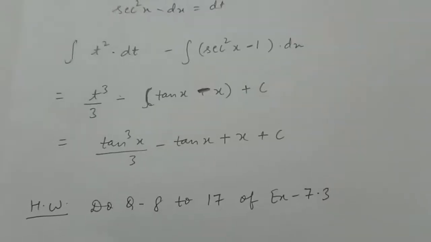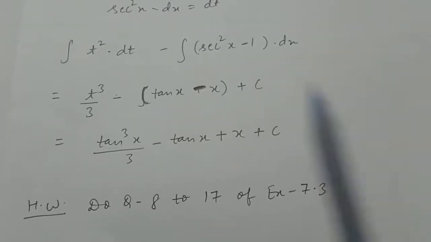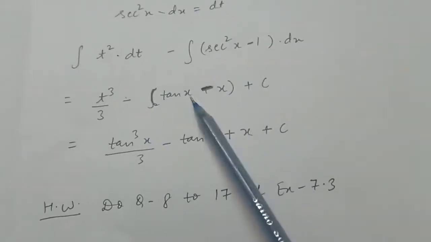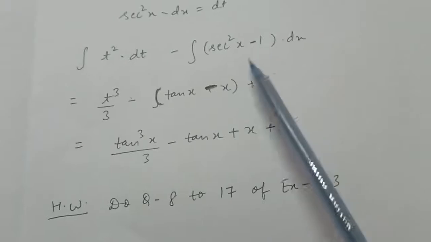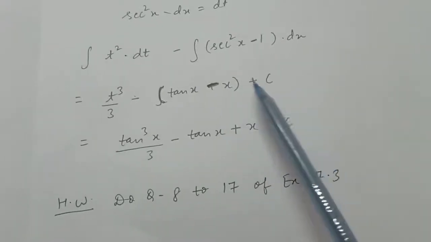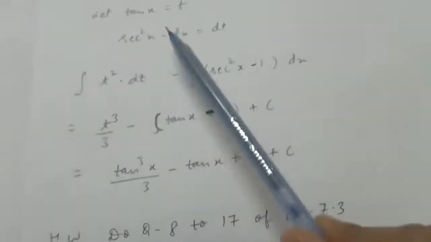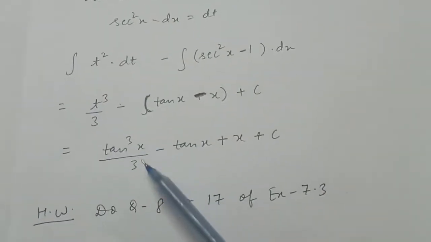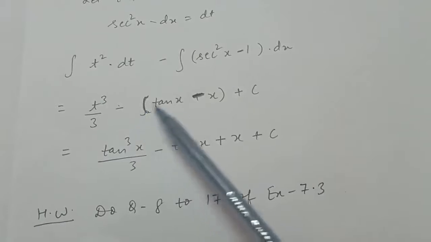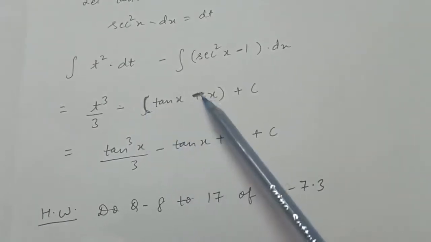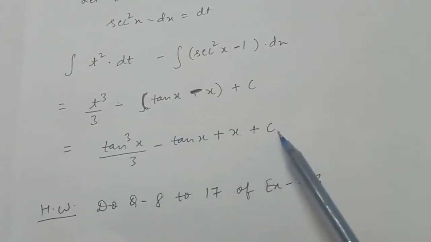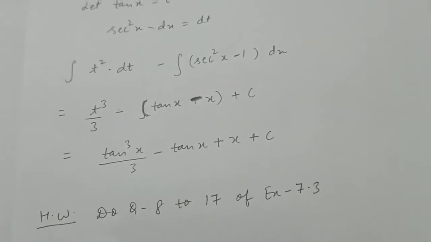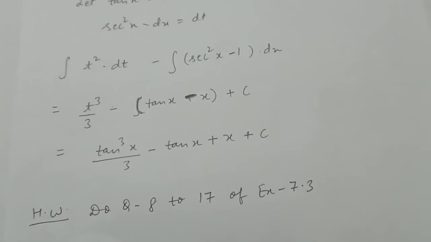Now we know the integral of secant square x also and of 1 also. So integral of t square will be t cube by 3. This minus as it is, integral of secant square x is tan x minus integral of 1 is x plus c. In place of t again writing this tan x only. So you will get tan cube x upon 3 minus tan x, and this minus minus will become plus x plus c. So your homework is you have to do questions 8 to 17 of exercise 7.3. Okay, thank you.